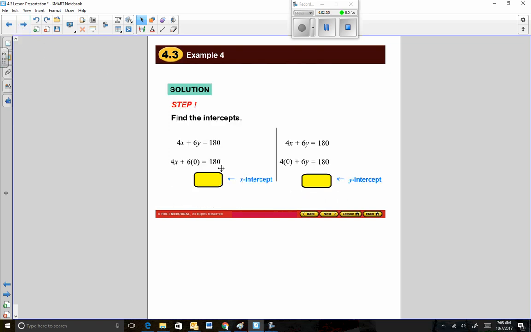We've been practicing these. So if I put a 0 in for y, that means I'm going to get my x-intercept. If I divide both sides by 4, voila, x is 45. The y-intercept, put a 0 in for the x. Remember, it's always the opposite variable. 6y equals 180, divide both sides by 6. The y-intercept is going to be 30. Why do I need to know these intercepts other than to graph? Well, let's take a look.